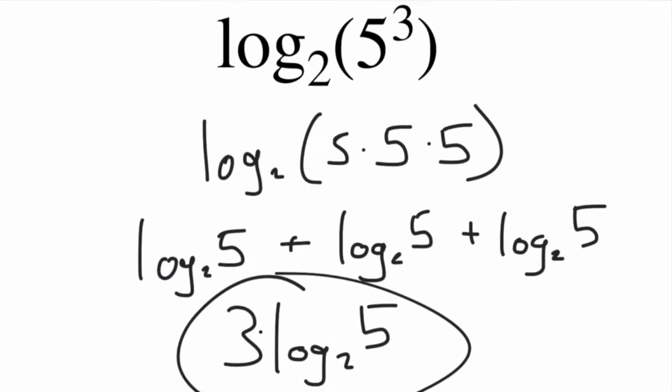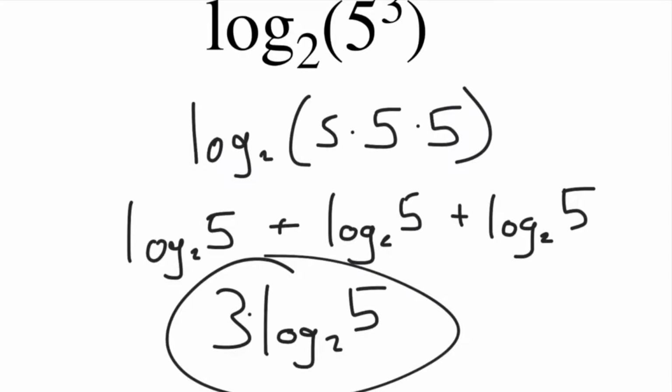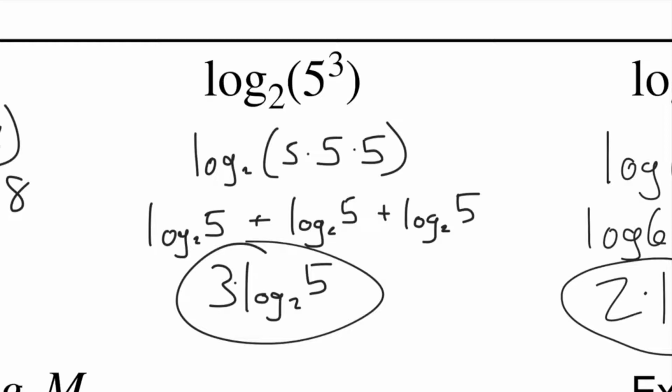The pattern that I'm starting to see here is that you're going to take the exponent and move it out into the front. An exponent on the inside would be multiplication on the outside of the log. Log base 2 of 5 to the third, that would be 5 times 5 times 5, or just 3 log base 2 of 5.